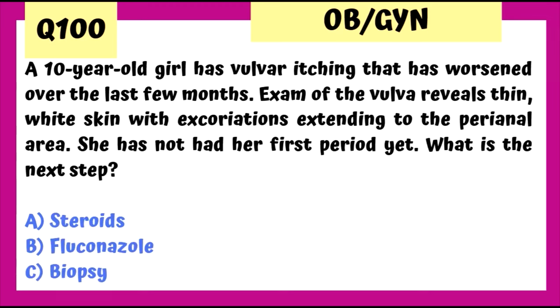Question 100. A 10-year-old girl has vulvar itching that has worsened over the last few months. Exam of the vulva reveals thin white skin with excoriation extending to the perianal area. She has not had her first period yet. What's the next step? So here again, the answer is steroids. This is actually talking again about lichen sclerosus. It can even show up in girls, not just in old ladies.